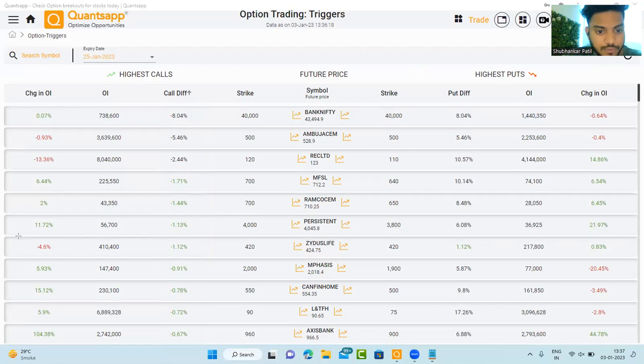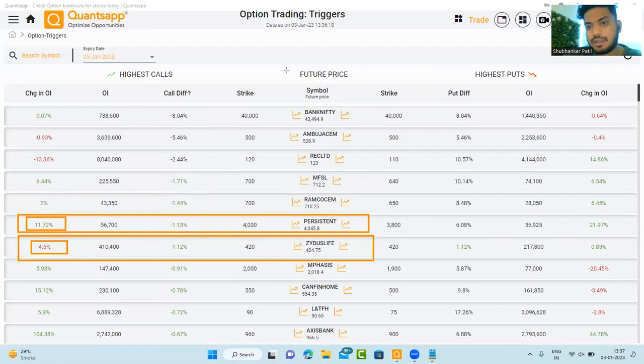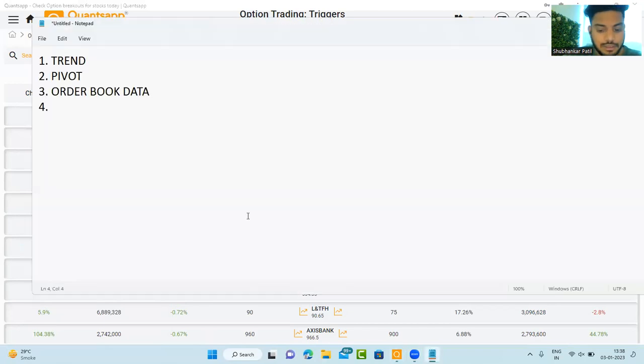But the area of interest is somewhere over in Zydus Life, wherein it has broken out of its highest call and the OI has started to unwind. In Persistent, it is trading above the highest call, but the problem is that the OI is not unwinding. The moment you see OI unwinding, then most probably there is a possibility that Persistent's 4,000 call writers might get trapped. The other thing is OI breakout. How you can find it out is, you can use the tool of triggers to find out such moves. Okay, so very simple.